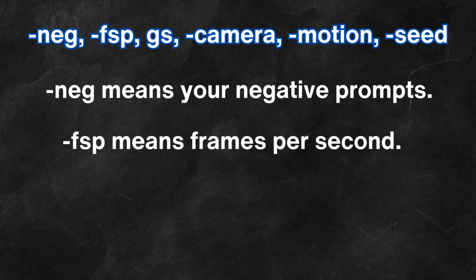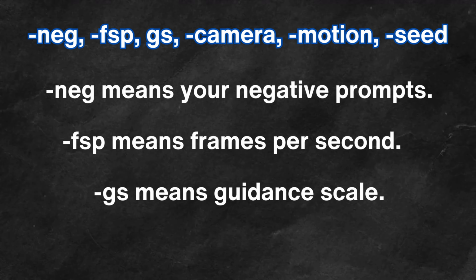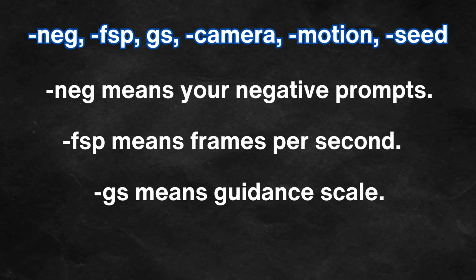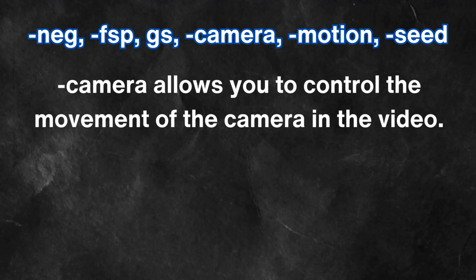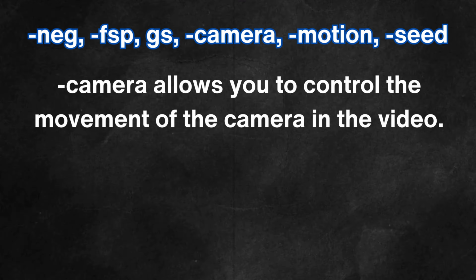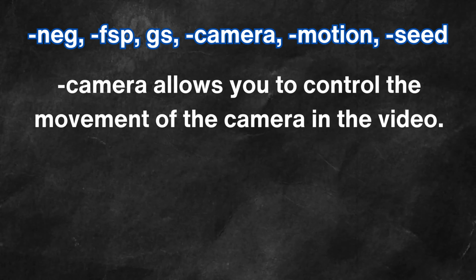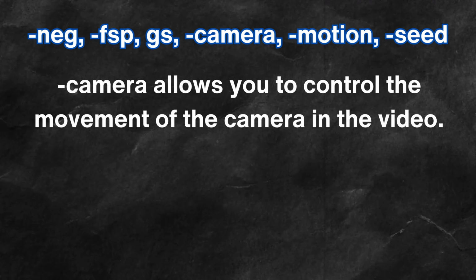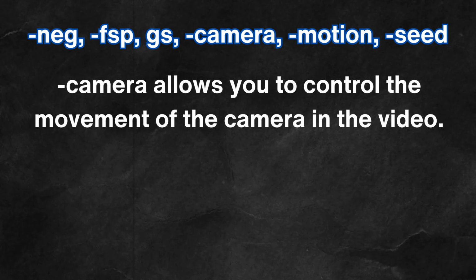I use 24. GS means guidance scale. The higher the value, the more related it is to the text prompt. Use between 8 to 24. Camera allows you to control the movement of the camera in the video. This is really important if you want to have moving elements in your video. For example, you can instruct the video to zoom out, zoom in, pan right, pan left, pan upright, etc.